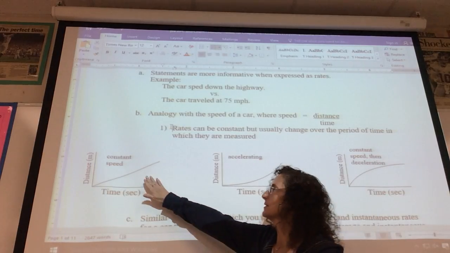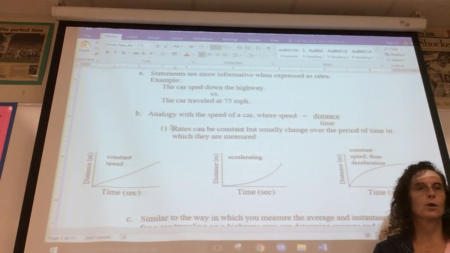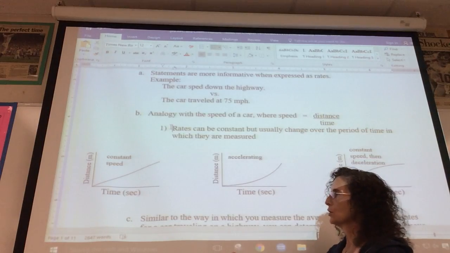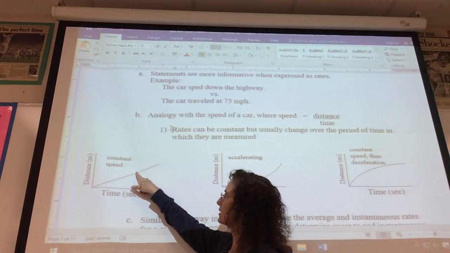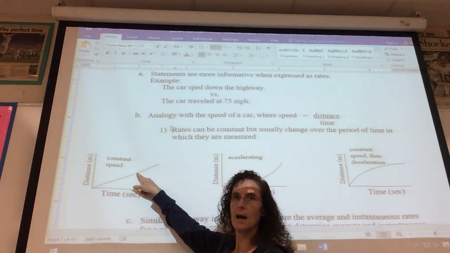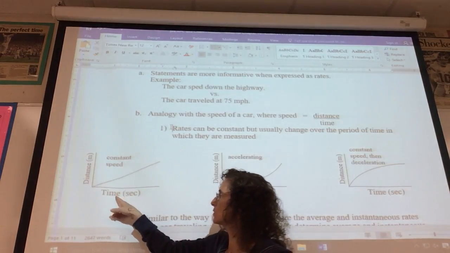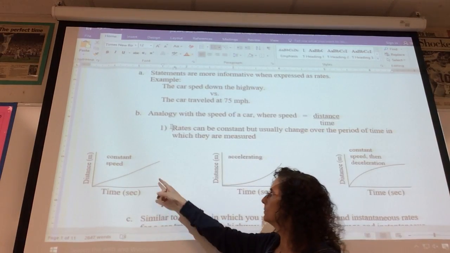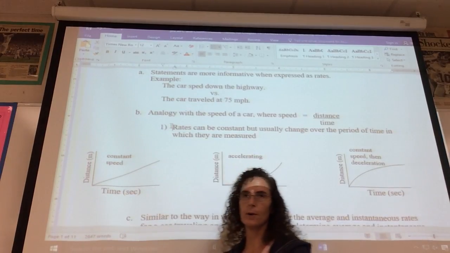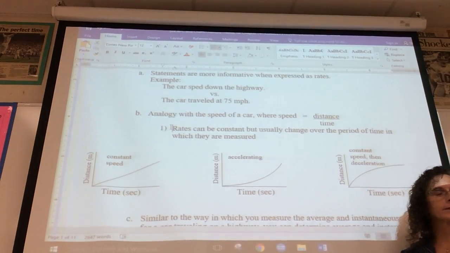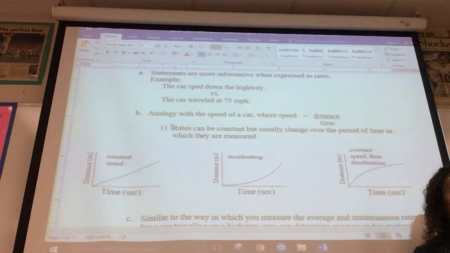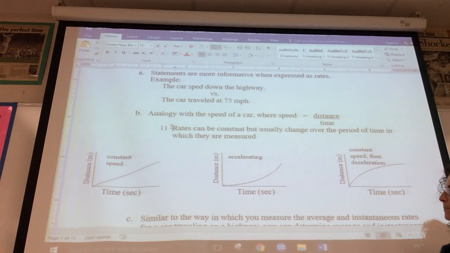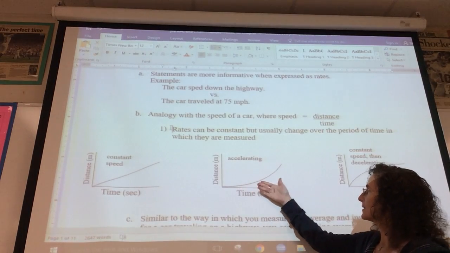So here's constant speed. That's the cruise control that you've set, where you can determine either an instantaneous rate, say at this point in time, where you would have the distance over the time, or you could get an average rate just by getting the slope of the line, very simple, similar to the way we did our very first lab.